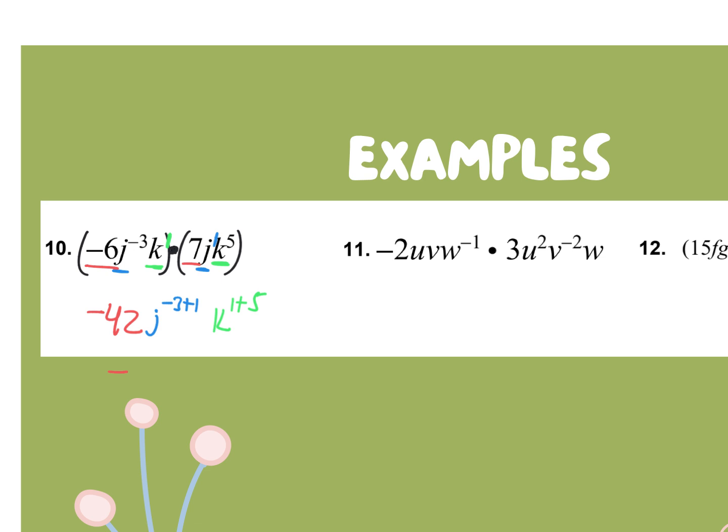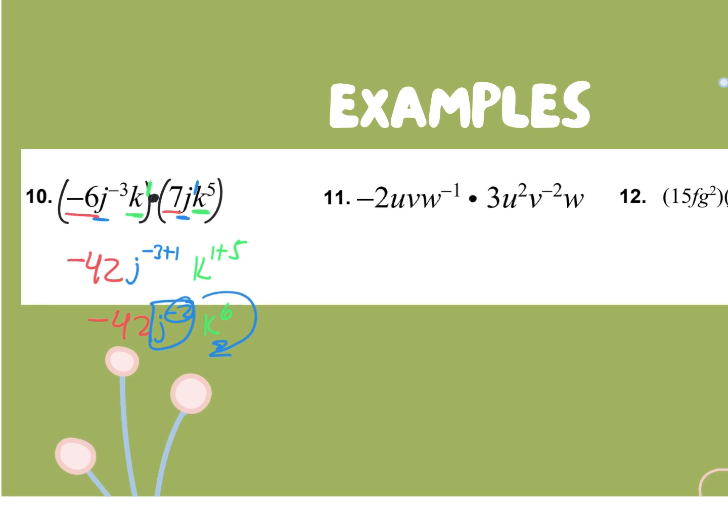All right, and then I would just go ahead and simplify this. Negative 42, you still can't do anything with that. But then j would become j to the negative 2. Negative 3 plus 1 is going to get you a negative 2. And then k to the 1 plus 5 is going to get you a k to the 6. Now, once again, we don't want negatives in our exponents. So I want to go ahead and change that to a positive by moving it to the bottom. So I'm going to take this j to the negative 2, and I'm going to move it down to the bottom and make that exponent positive.